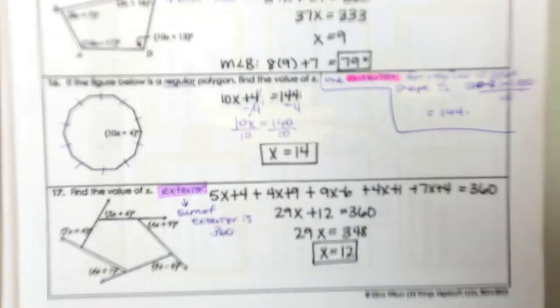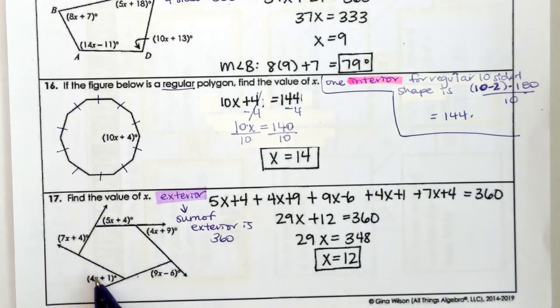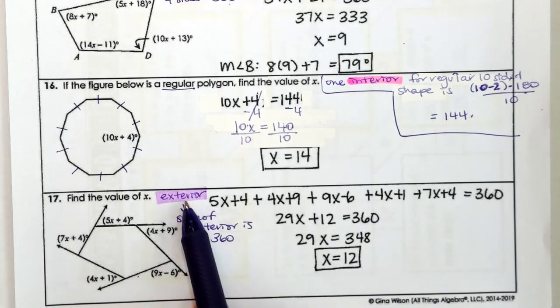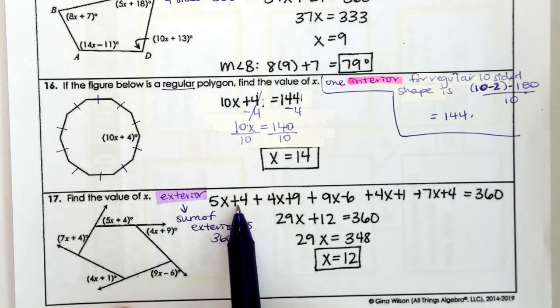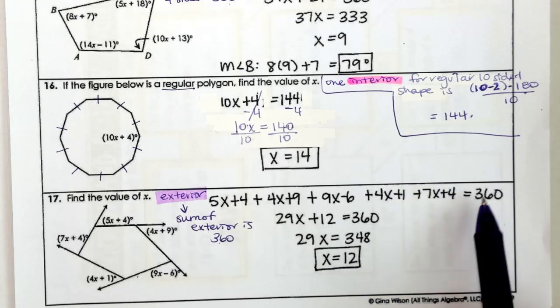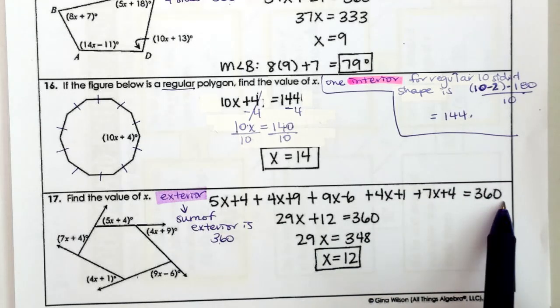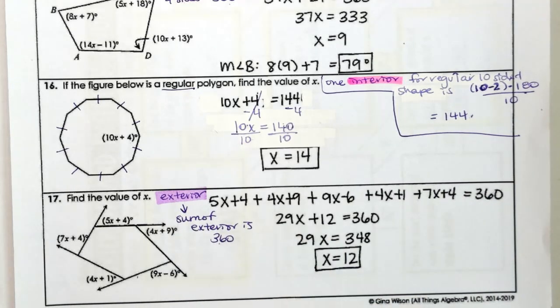Notice in the last one, these are exterior angles, they're outside of the shape, and I want to think about the fact that the sum for all exterior angles is 360. So I wrote an equation that said if I add up all of these exterior angles, I know they should sum up to 360, and then I just solved it like a normal equation.